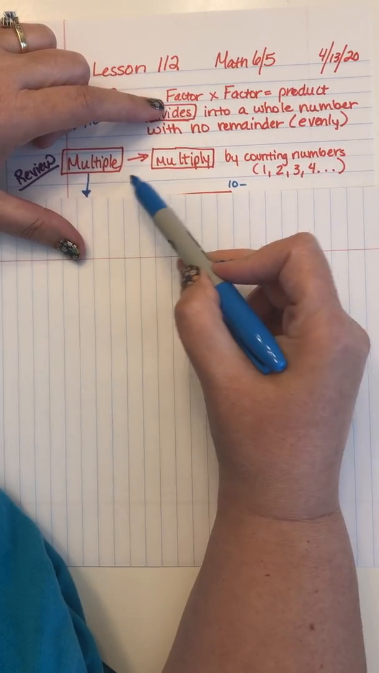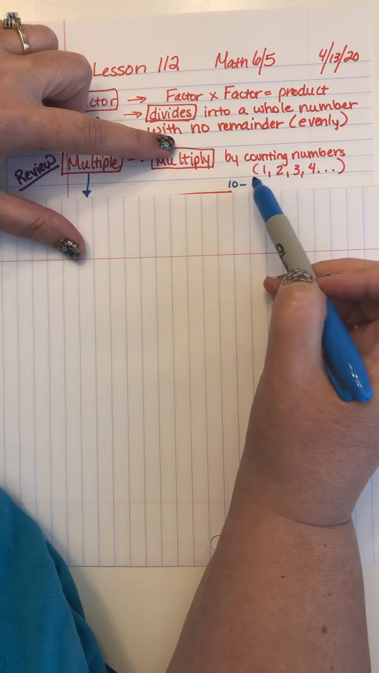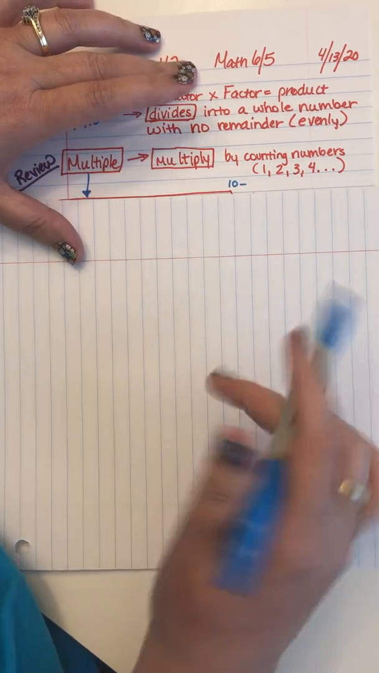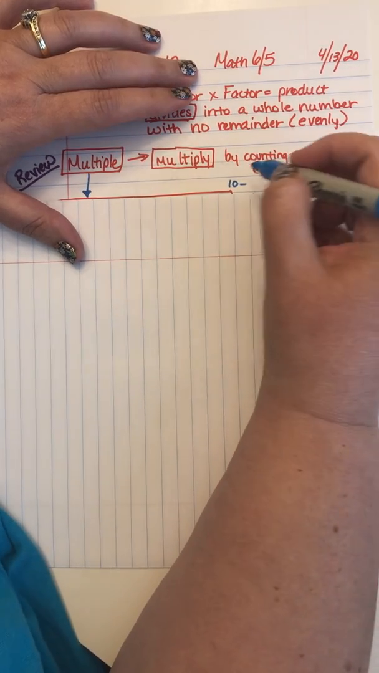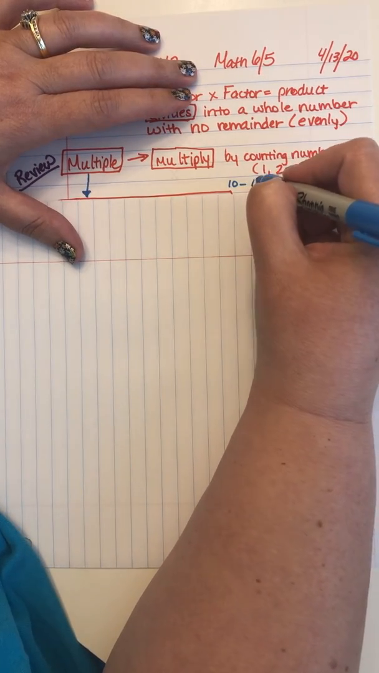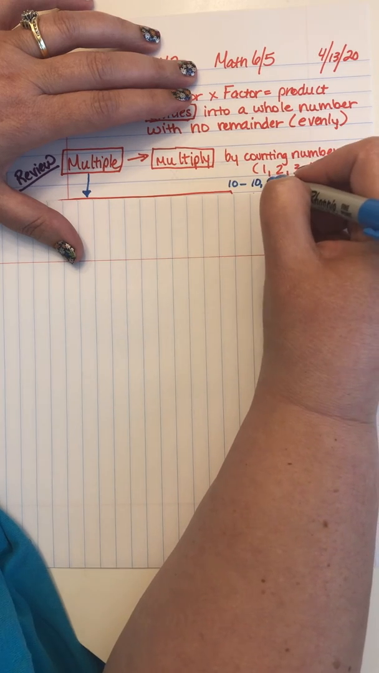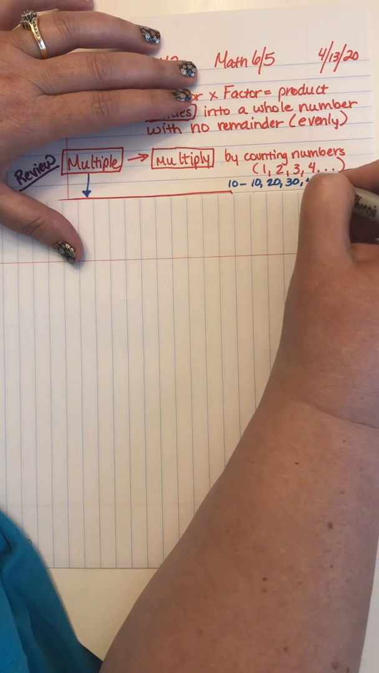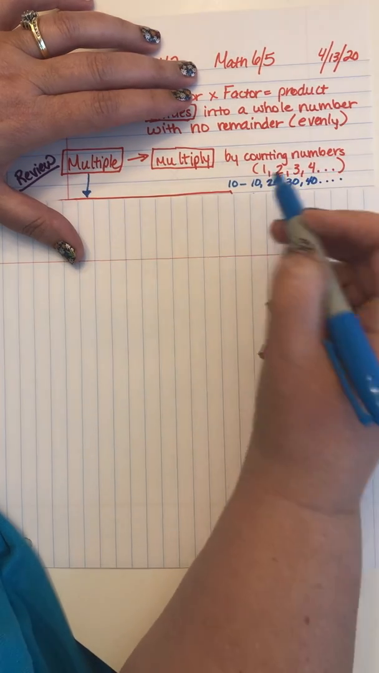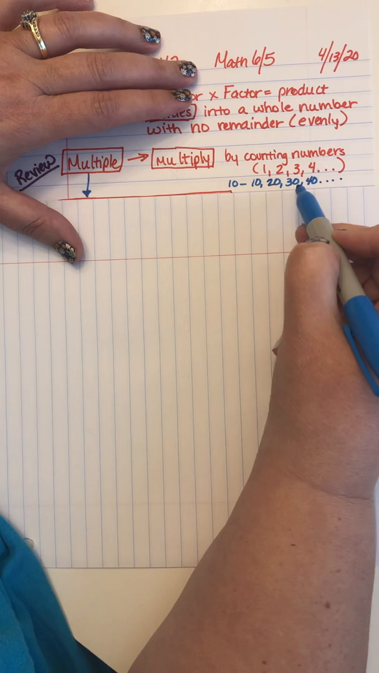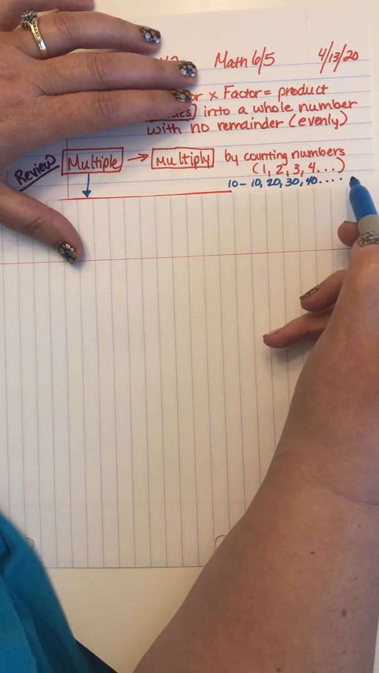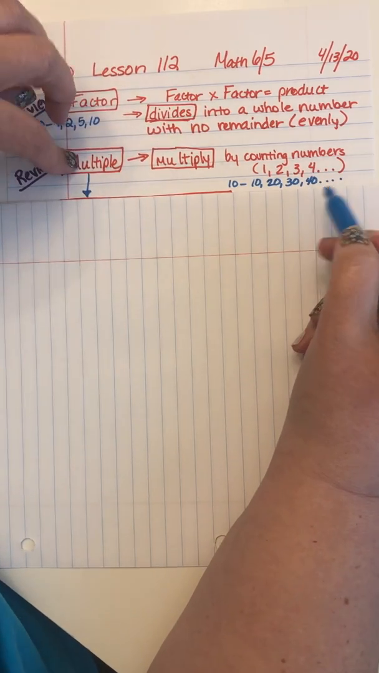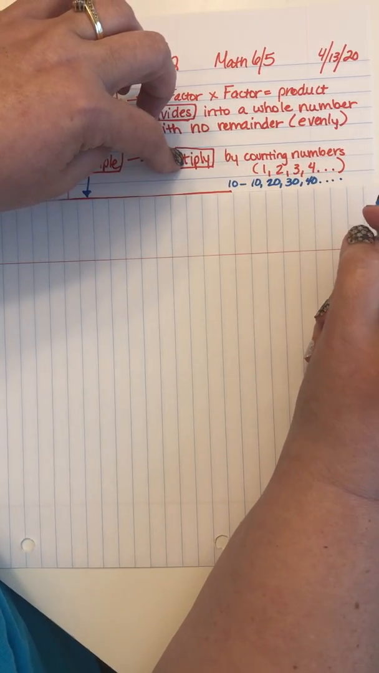And particularly with a multiple, you multiply by the counting numbers. Remember, our counting numbers are 1, 2, 3, 4, 5, and on. So if we were going to do the multiples of 10, it would be the same as 10 times 1, which is 10. 10 times 2 is 20. 10 times 3 is 30. And 10 times 4 is 40, and so on. Multiples of 10: 10, 20, 30, 40, onwards to 100, 1,000. All those are multiples of 10. So multiple, think multiply by the counting numbers.